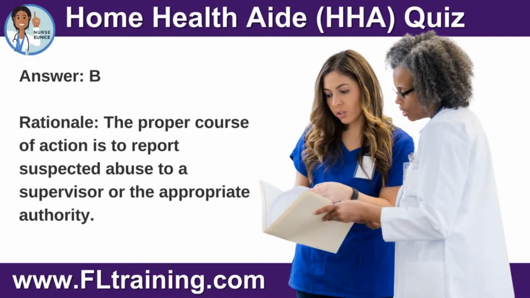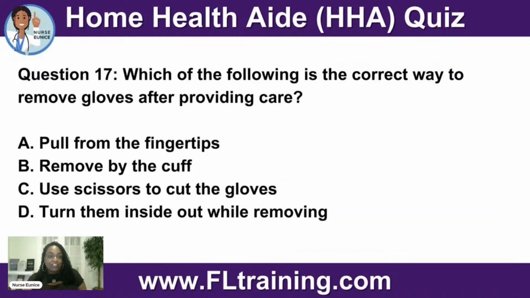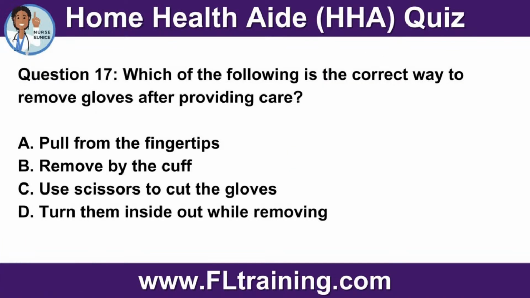And for question number 16, if you chose B, you understand that CNAs, nurses, home health aides, we are mandatory reporters. So the proper course of action is for you to report the suspected abuse to the supervisor, or the appropriate authority, because we have to make sure that this person is taken care of when they're not in your care. So you would report it to the nurse, and then the nurse can follow through and report it to the authorities, and also have maybe a case manager come to that home to see what assistance the family or that patient needs.